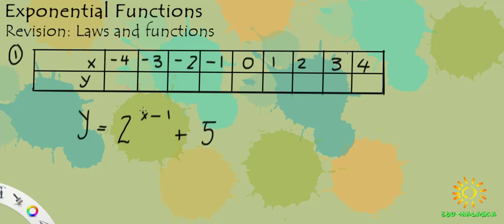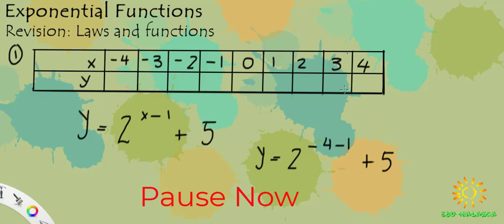How you do this is whenever you see x, you substitute the value that you have over here. So for example, for negative 4, you're going to have y is equal to 2 to the power negative 4 minus 1 plus 5. Plug this into the calculator and you'll solve for y when x is negative 4. And then you do this for the rest of the values. I've already done this beforehand, so I'm going to fill in the values of y. You may check your values against mine.